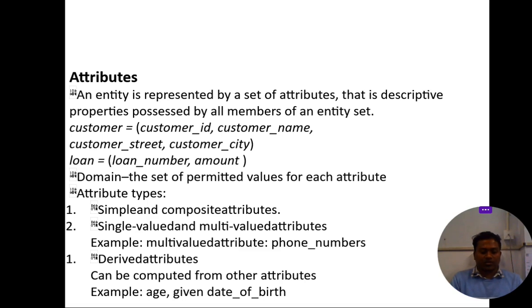Now we come to attributes. What are attributes? An entity is represented by a set of attributes, that is, descriptive properties possessed by all members of an entity set. For example, customer equals customer ID, customer name, customer street, customer city, and loan equals loan number, amount. These are the descriptive properties possessed by all members of an entity set like customer and loan.